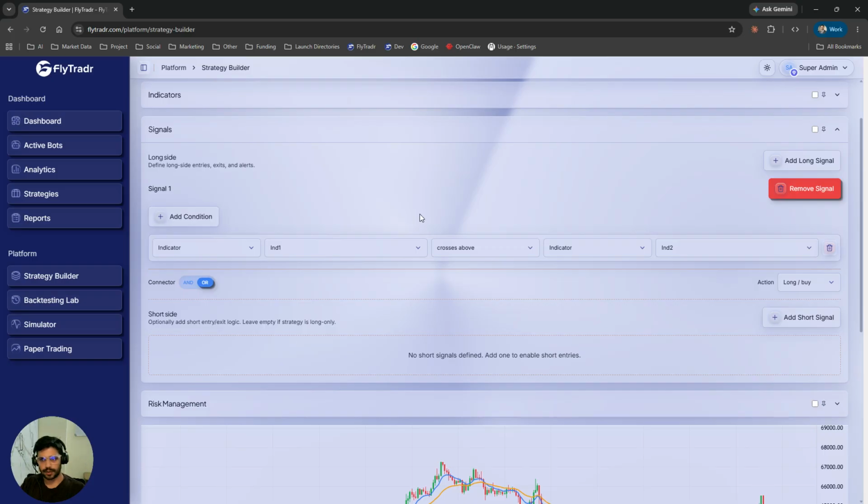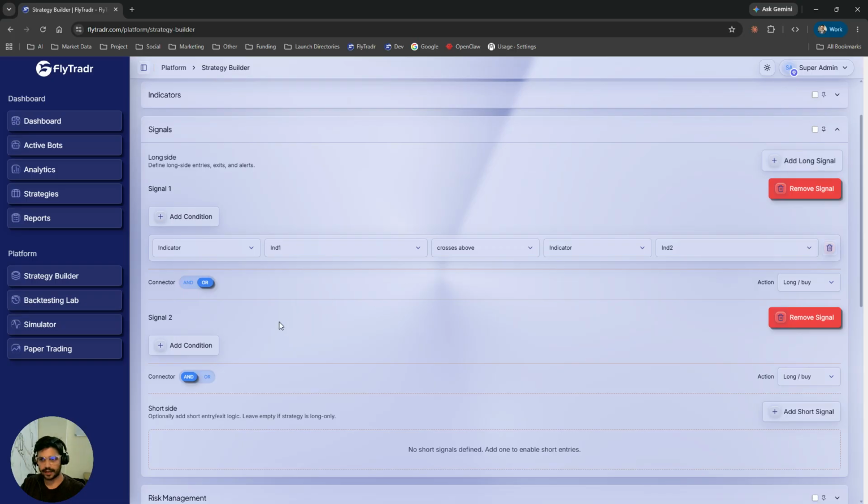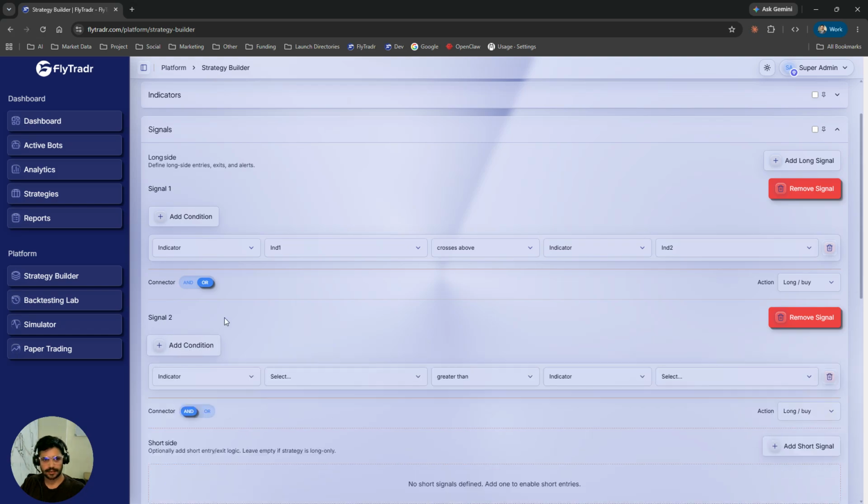Now, what about exit? So I will add one more signal for long because we are only trading long here. So we have entry. Let's set exit condition for long. So now you'll see it says signal 2. Signal 1 is done. Signal 2, this is going to be for exit. So I'll simply reverse this condition for exit, right? I want the condition to be totally opposite, then I'll exit.